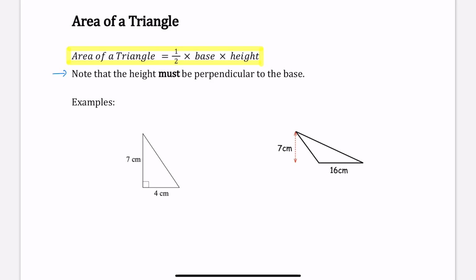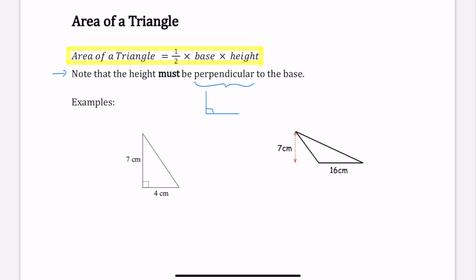Now let's look at the word perpendicular. That means right angle. So it's like this, a little right angle. Let's look at two examples. With the first example, there's a triangle. One side is 7, the other side is 4.